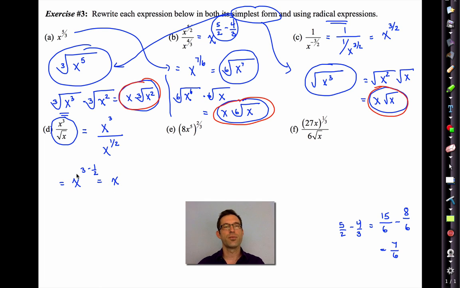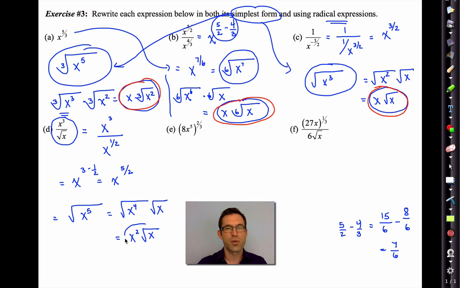Now again, 3 minus 1/2 is 6/2 minus 1/2 is 5/2. Okay. Now that will then be the square root of x to the 5th. But we can simplify that into the square root of x to the 4th times the square root of x. And that's going to be x squared square root of x. Isn't that amazing?